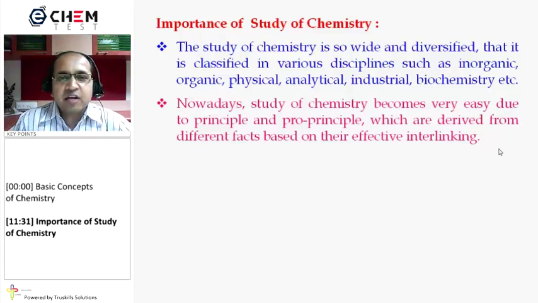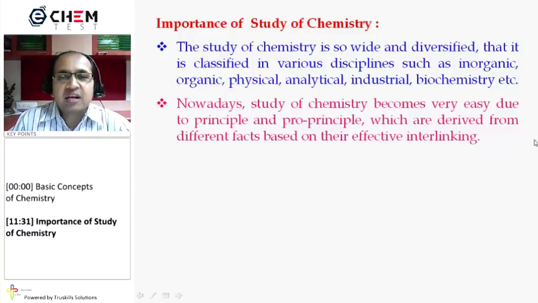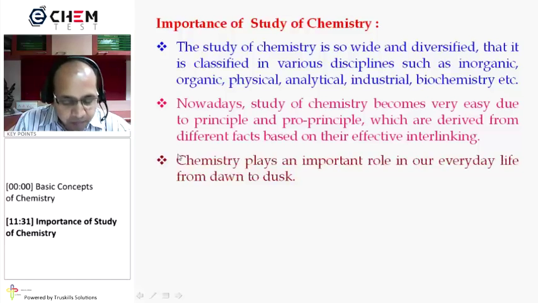For example, rate of reaction is a part of physical chemistry. The study of rate of reaction is a part of physical chemistry, but we can apply it to any inorganic reaction and to organic reactions. Various organic reaction mechanisms have been derived based on this kind of interlinking of the various facts and principles.